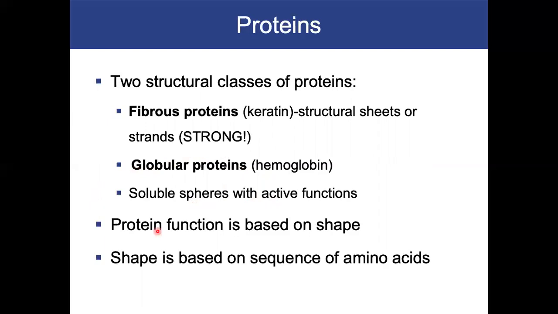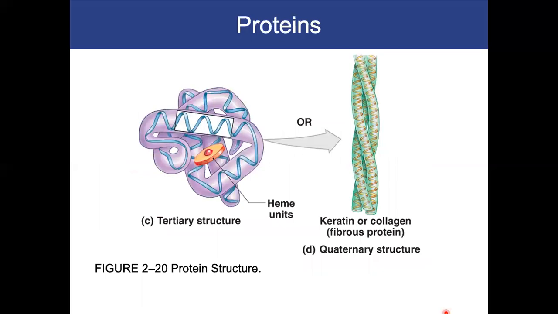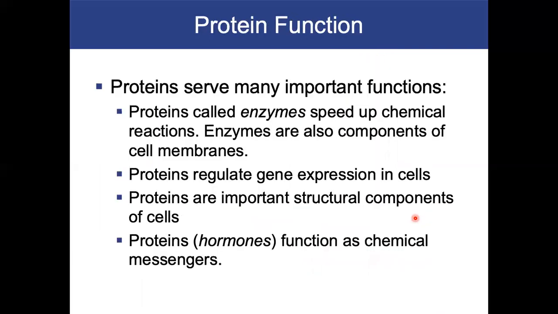The function is based on the shape. The shape is dictated by the sequence of amino acids and how their R groups interact with one another. Here's a picture of a globular protein and a fibrous protein. I guess I just had to turn the page, right? Okay, they do a lot of different important functions, you guys.